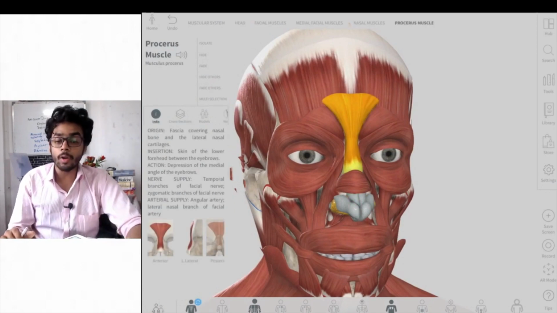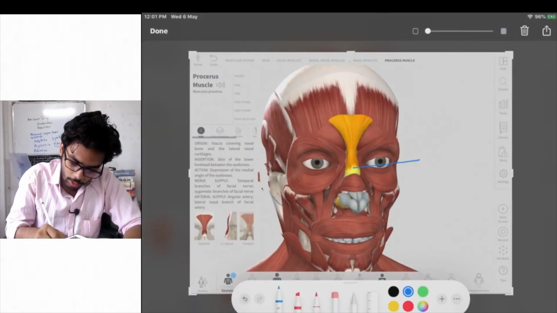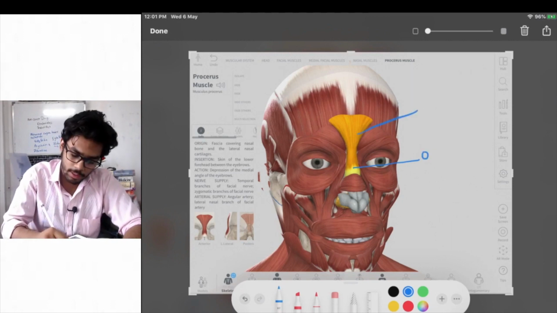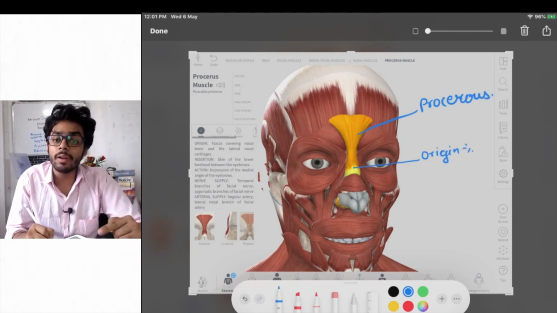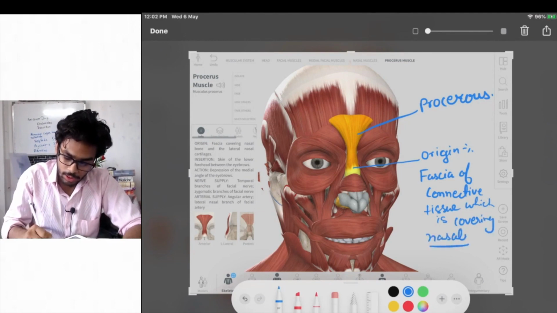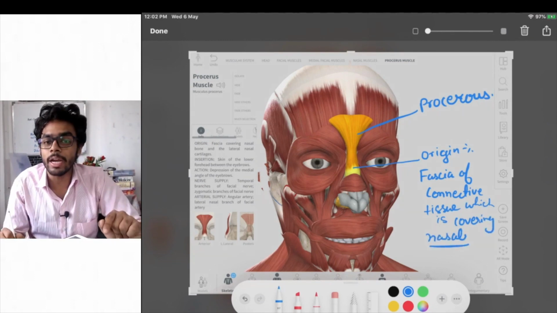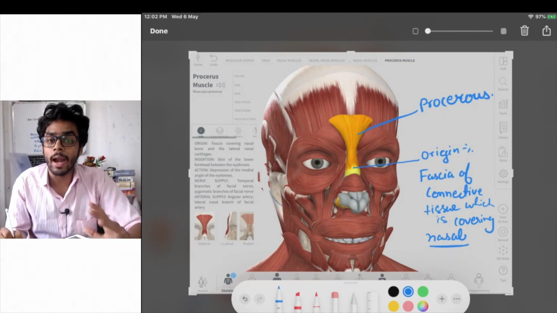Okay, this is the point of origin. And then it inserts itself into the skin of the lower forehead between the eyebrows. Point of origin is of which muscle? Procerus muscle. Okay, so the origin will be the fascia. Fascia means the connective tissue which is covering the nasal bone. So it is not attaching itself directly to the bone. It is just attaching to the connective tissue or the fascia which is covering the nasal bone and lateral cartilage.